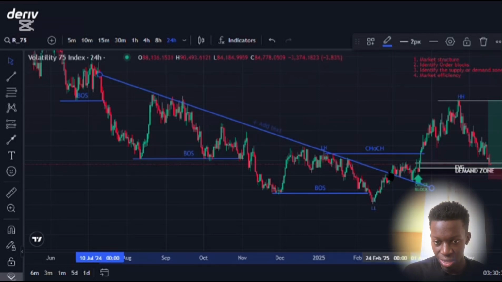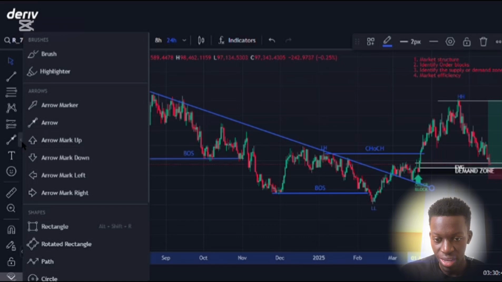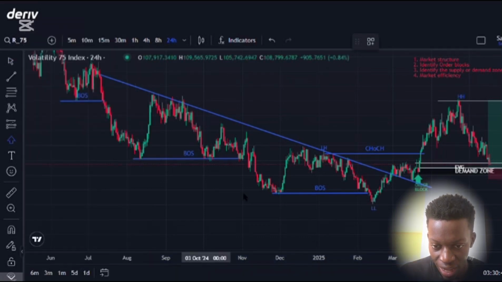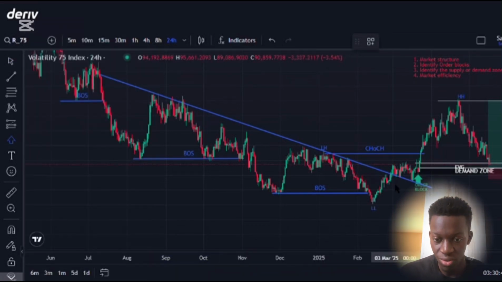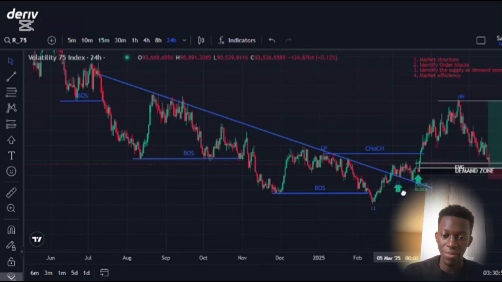And then exactly at this point, this is where we had a break. The market broke this line that has been touched several times, and then it came back and retested it. So this is what we call the break and retest. There is a break of a trend line, and then the market will come back to retest it before it continues with its movement.